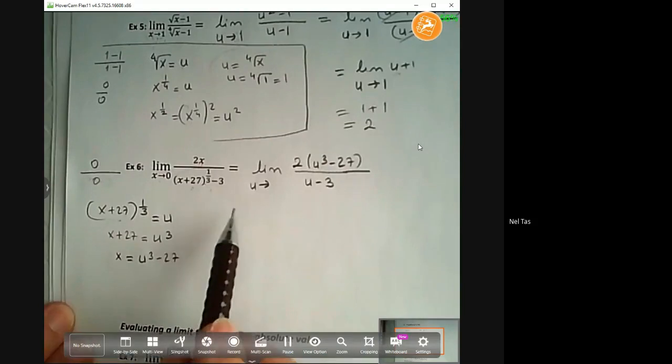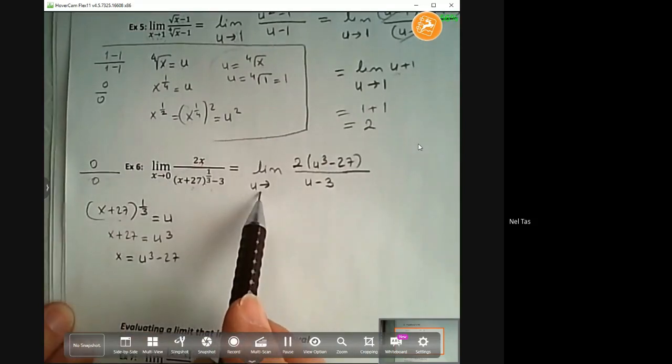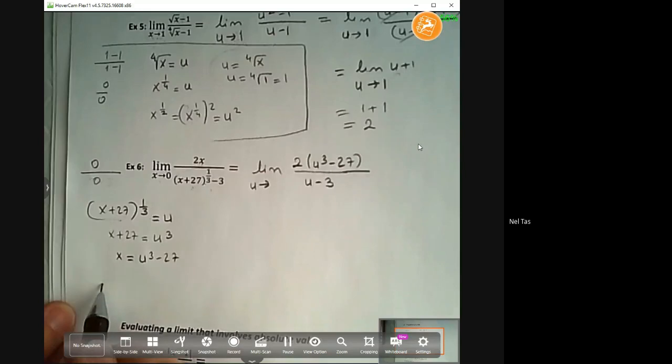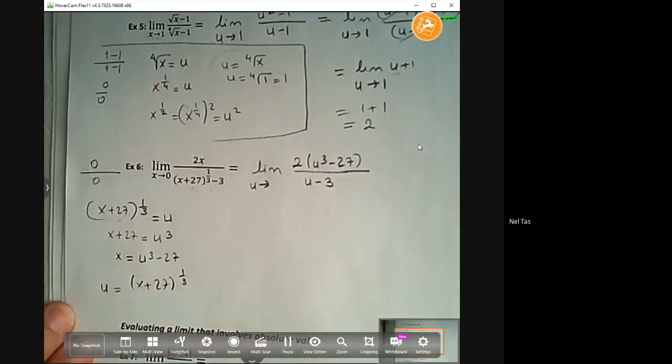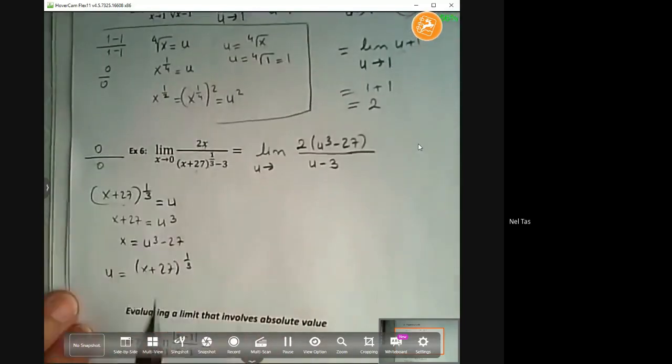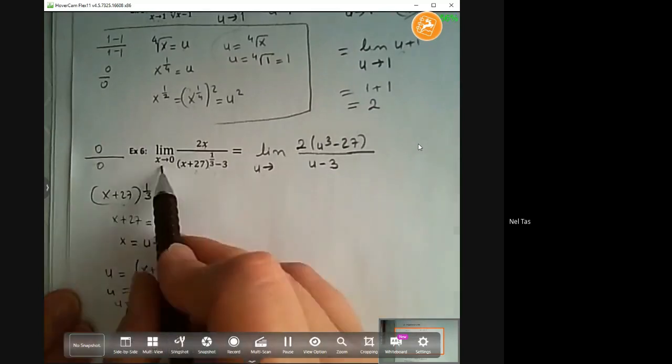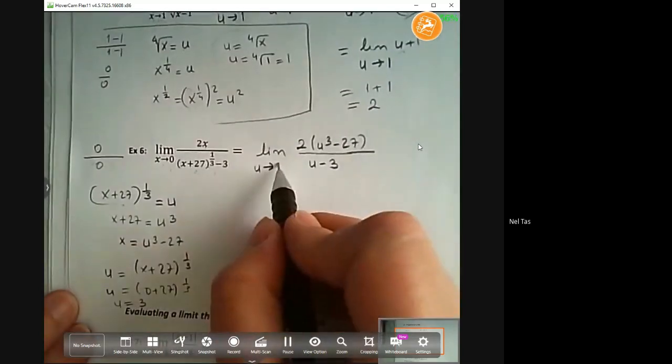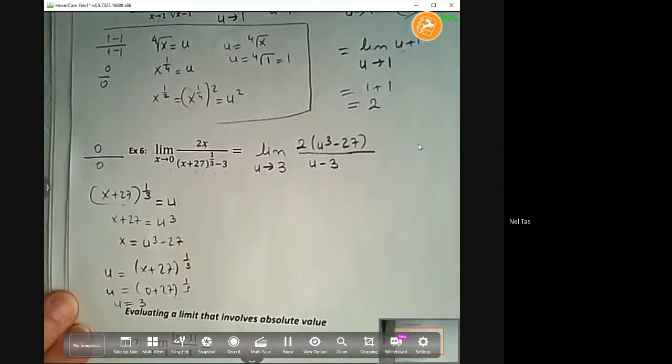So now we have to calculate, as x approaches 0, u approaches what, right? So we said u is x plus 27 to the power of 1 over 3. As x approaches 0, we get 0 plus 27 to the power of 1 over 3. So cube root of 27 is 3. So u is 3. So as x approaches 0, u approaches 3.